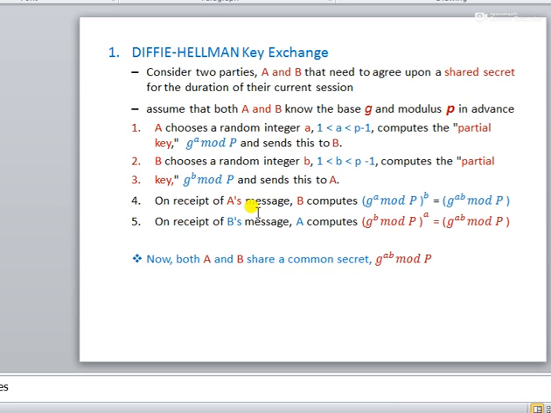Two parties A and B are considered. Here A chooses a random integer. In the first step they say consider two parties A and B that need to agree upon a shared secret key. Assume that both A and B know the base G value and modulus P in advance. A chooses the random integer, called the alpha value, as a, so that a is greater than 1 and less than P minus 1. Compute the partial key G to the power a mod P and send it to B.